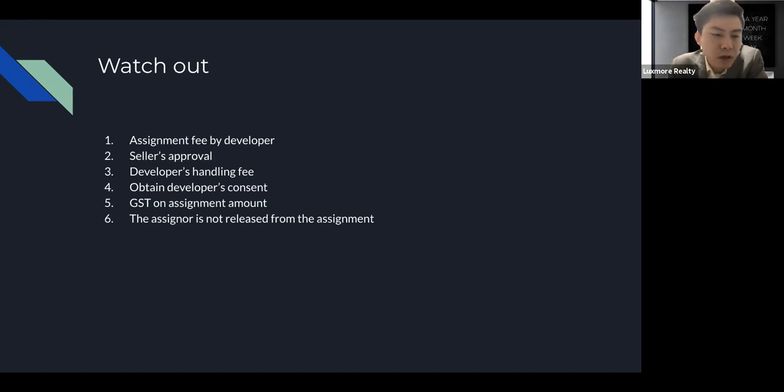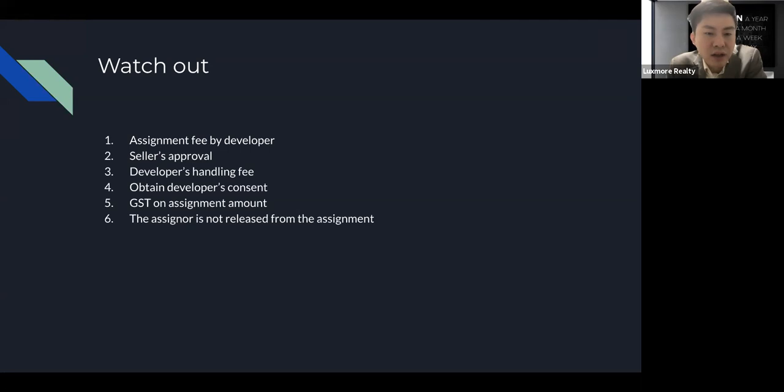And also there's GST on the assignment amount. So who's going to pay for the GST? If the seller is going to pay for the GST, then the seller has to include the GST in the assignment amount, so later on they can pay the GST. But they can also say, the buyer, you have to pay GST for me. So there's 5% of whatever the assignment amount is, right? So there's GST on top.